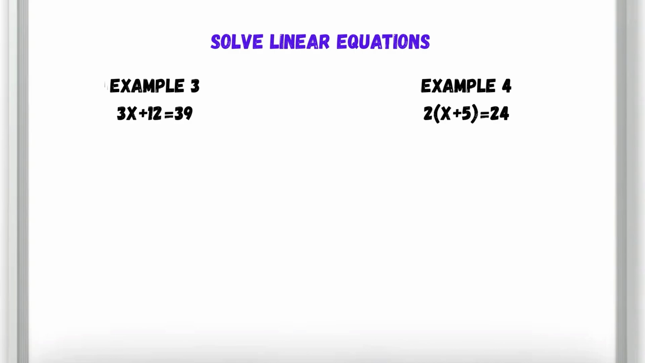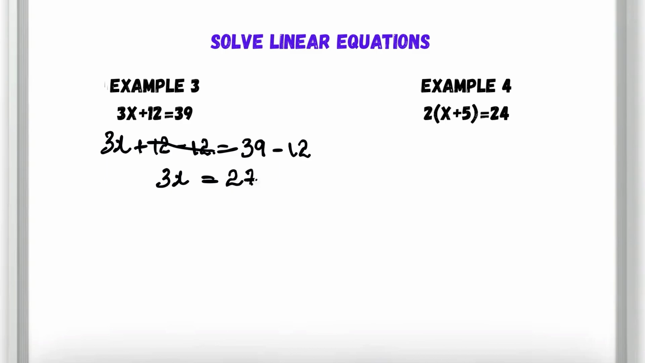Now, we always have to do the opposite operation. So we're going to remove the constant first, which is the 12. So we're going to have 3x plus 12 minus 12 is equal to 39 minus 12. Now, that will be gone. So we have 3x right now is equal to 27.